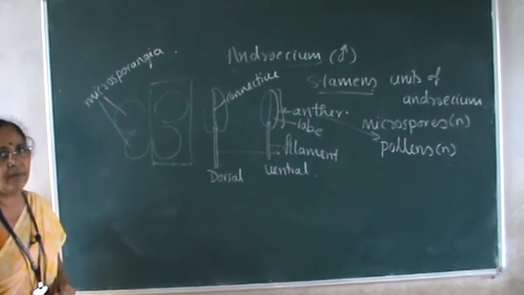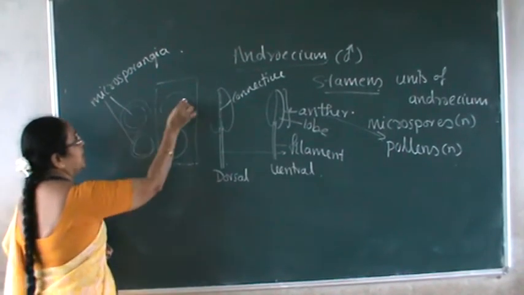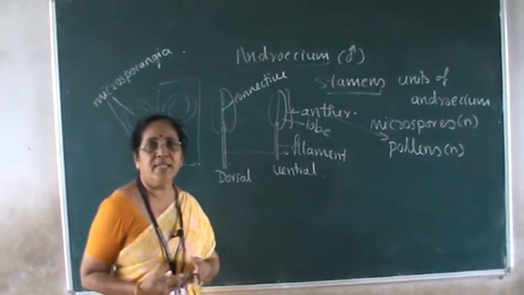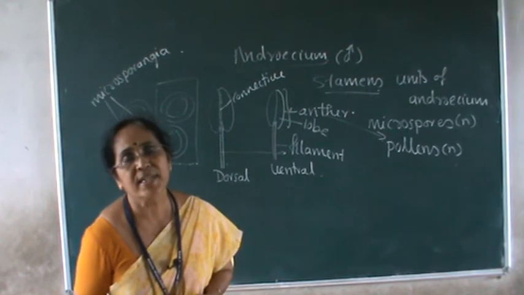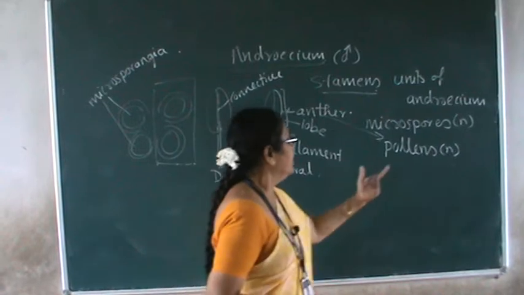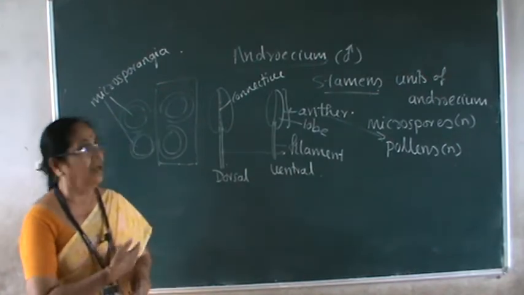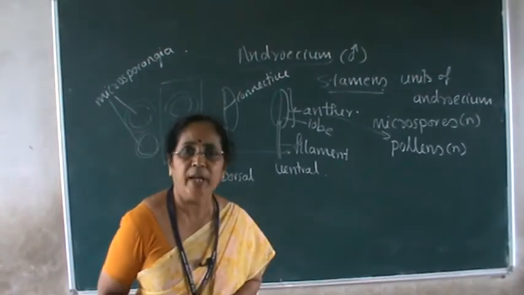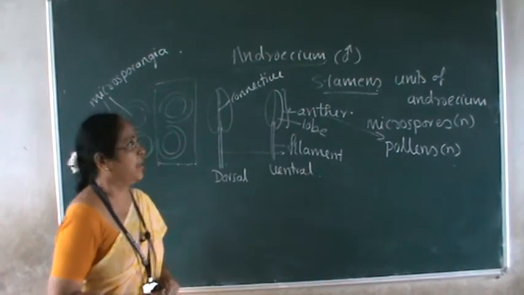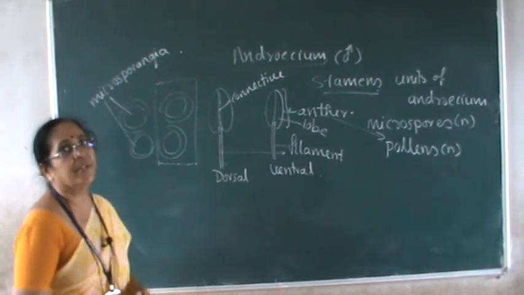Each microsporangium inside contains the microspore mother cells. Okay, this is the sac, and inside it contains the microspore mother cells. The microspore mother cells on meiosis are going to produce the actual reproductive part, the male reproductive part of the flower. They are called pollens or microspores. We need not go deep into the features of these changes which are going to take place in the anther, because you have already studied the same thing in the third semester. Now, the microsporangia are present in the anther and the microsporangia produce the pollen grains.